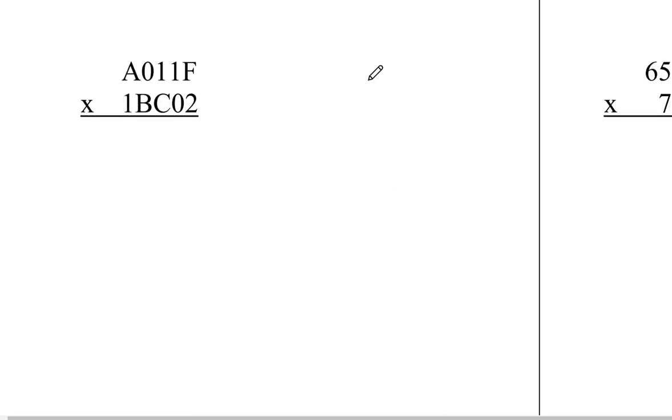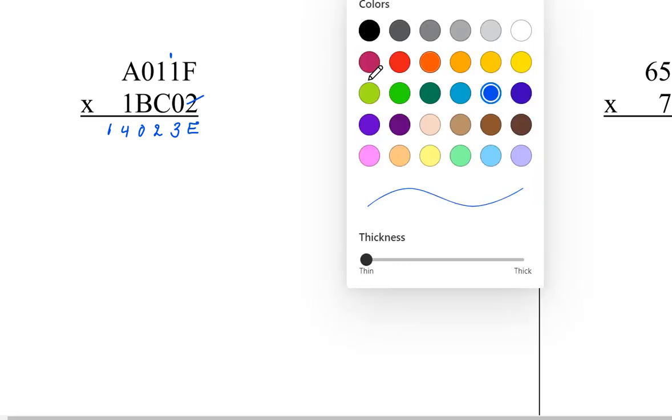2 times f is an e and I carry 1. 2 times 1 is 2, plus 1 is 3. 2 times 1 is 2 and a 0. 2 times a, if you look at the table, is 4, 1. So I'm done with the 2. You don't have to cross it out, but just so you see what I'm doing.